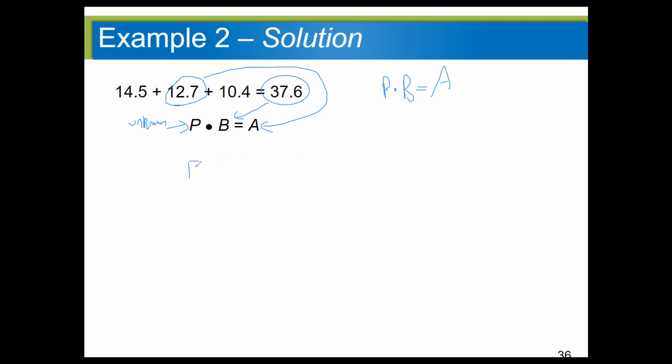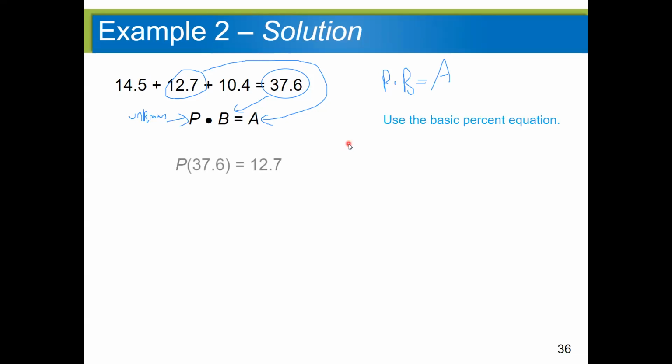So some percentage times 37.6 equals some amount, 12.7. I'm just going to delete that and move forward in the question. My handwriting's getting terrible. There you go. So how do you solve this? Well, I notice the percentage is multiplied by the base. What's the opposite of multiplication? Division. So I need to divide out the 37.6 to get my result.